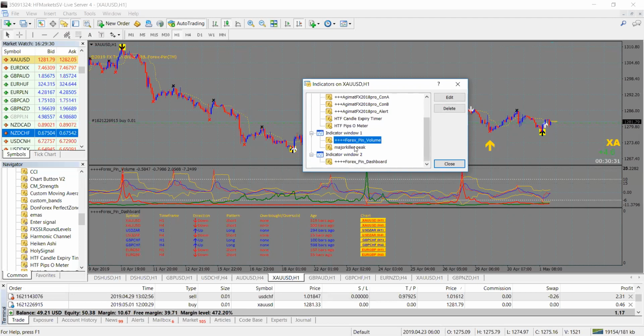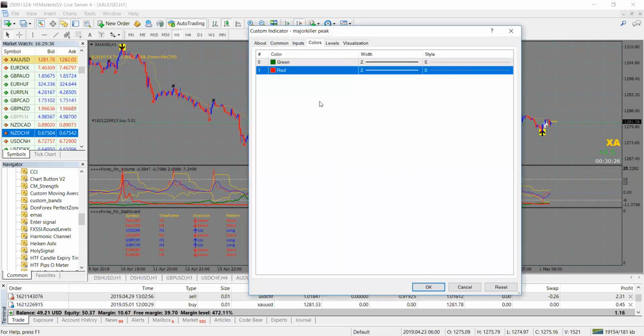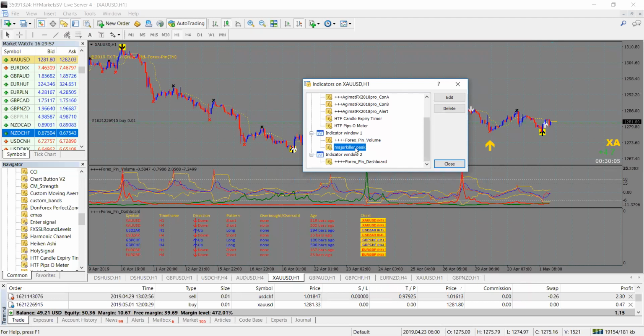Now, I've added another indicator here, which a lot of people from the forex-pin chart know. It's called the major killer pick. It's a free indicator. It's out there; you can get it if you want. Basically, again, it measures exhaustion and volume of any pair you're trading, and it does a very good job. It gets those peaks, and you can trade off those peaks if you want. So what I did was add it to the forex-pin template, which is what you see here.